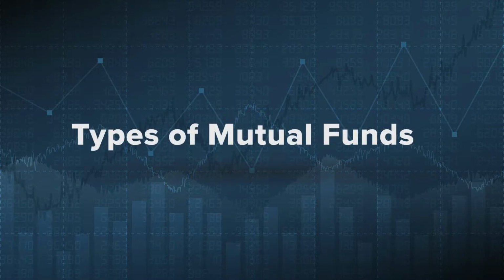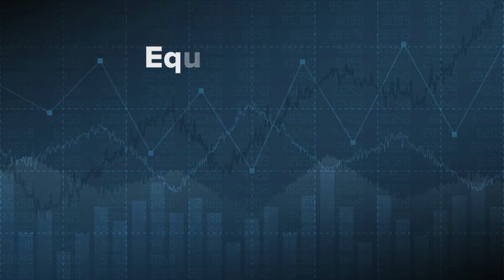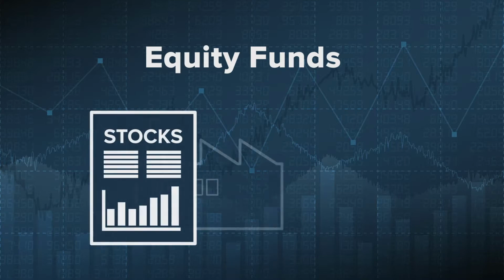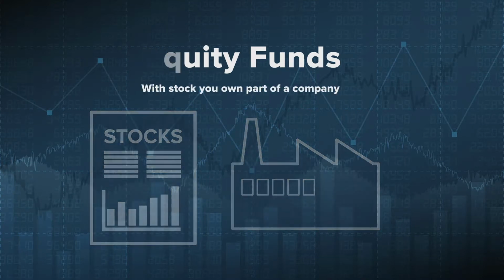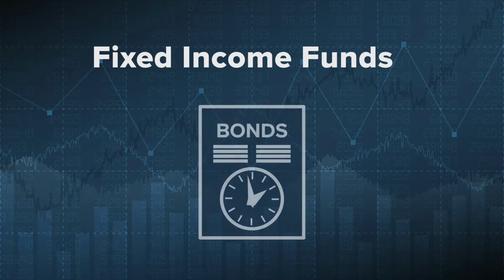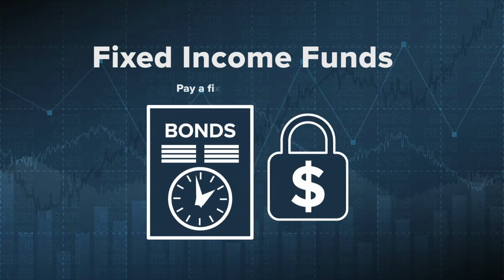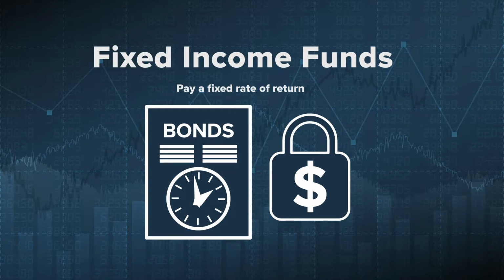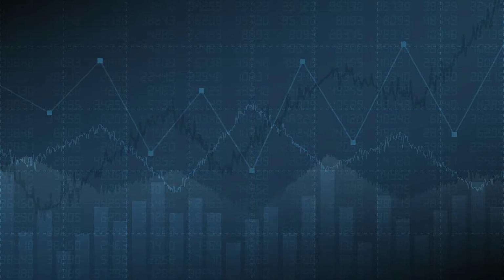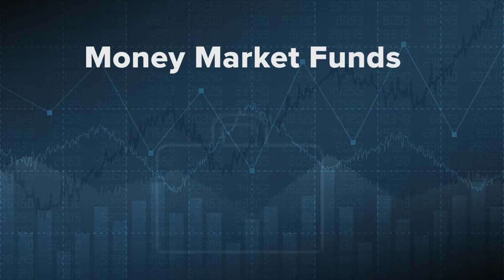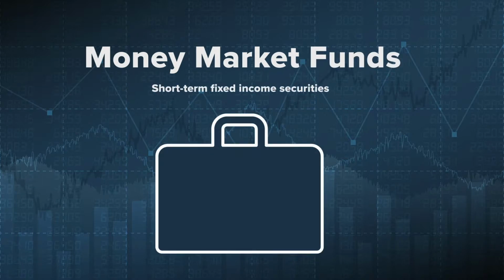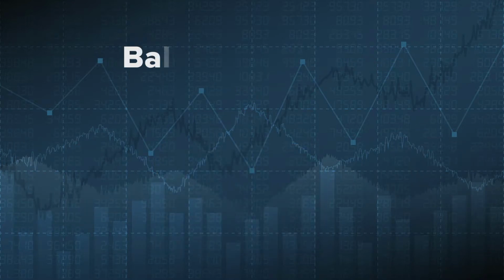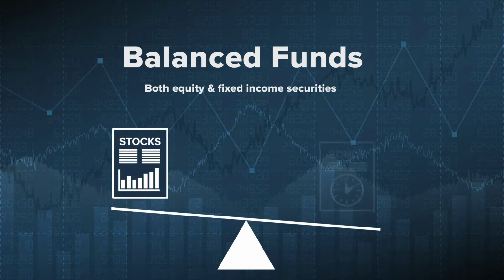Types of mutual funds. Mutual funds come in many flavors. Let's cover the choices. Equity funds invest in stocks. When you own stock, you own part of a company. Fixed income funds buy investments that pay a fixed rate of return, such as municipal bonds, mortgage-backed bonds, and corporate bonds. Money market funds invest in short-term fixed income securities, such as treasury bills, certificates of deposit, bankers' acceptances, and commercial paper. Balanced funds invest in a mix of equity and fixed income securities.